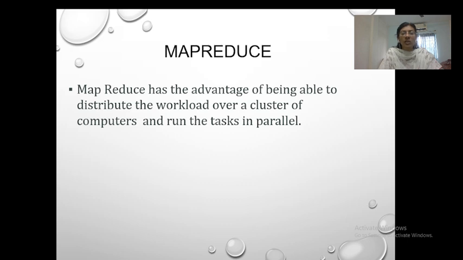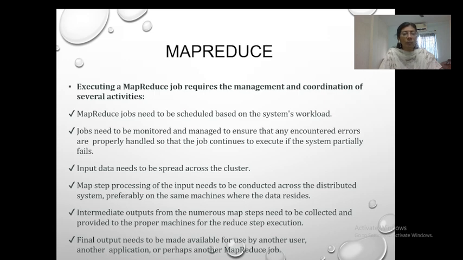So MapReduce has the advantage of being able to distribute the workload over a cluster of computers and run the tasks in parallel. Executing a MapReduce job requires the management and coordination of several activities. MapReduce jobs need to be scheduled based on the system's workload. Jobs need to be monitored and managed to ensure that any encountered errors are properly handled so that the job continues to execute if the system partially fails.